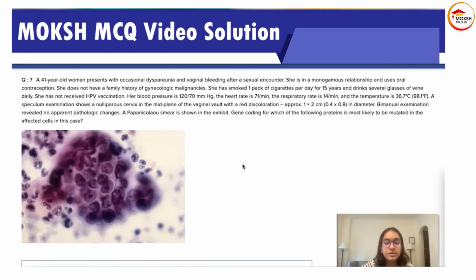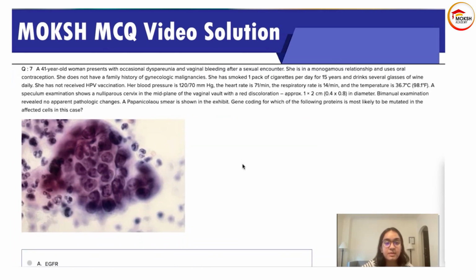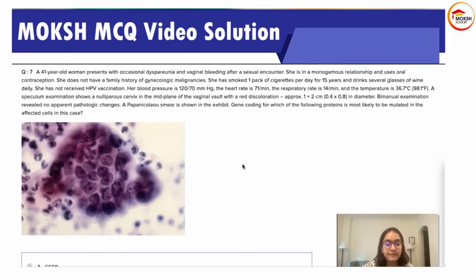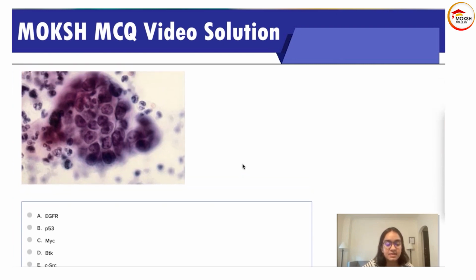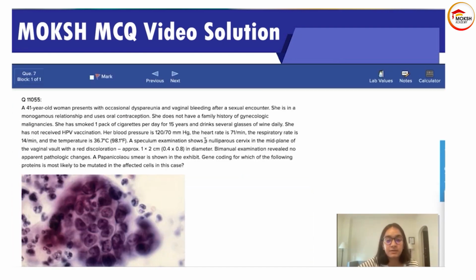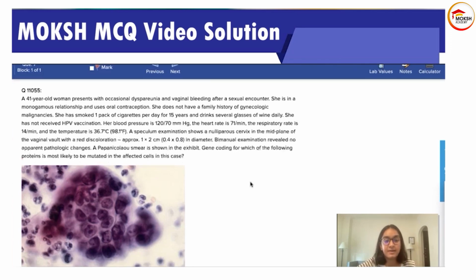Gene coding for which of the following proteins is most likely to be mutated in the affected cells? So is it EGFR, P53, MYC, BTK, or CSRC? Straightforward case of cervical cancer caused by HPV.